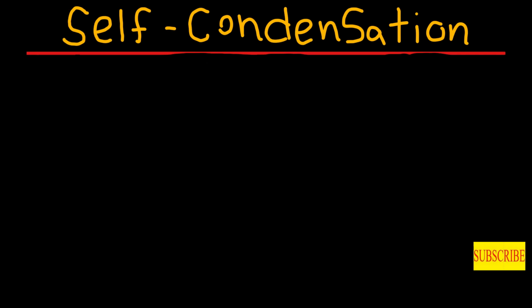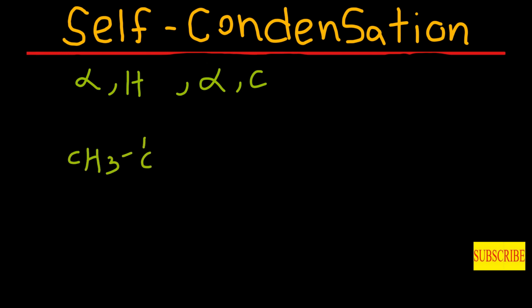First of all, we need to be aware about alpha hydrogen and alpha carbon. Consider this structure. This structure is known as acetaldehyde. Then this group is known as the carbonyl group. Then we need to consider the carbon atom adjacent to the carbonyl carbon.